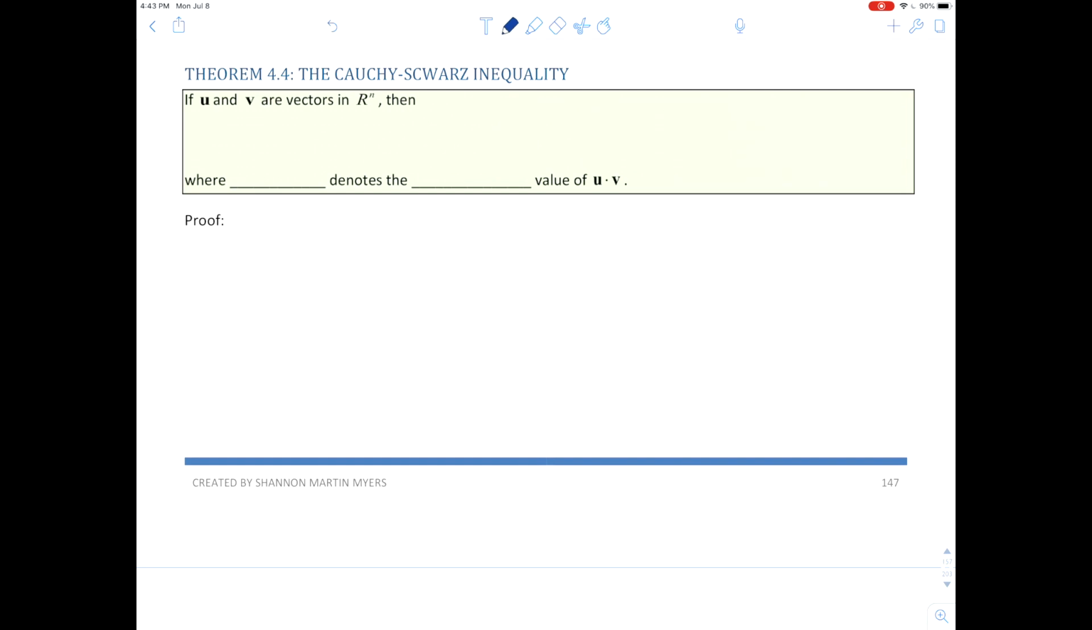Okay, so here's a very famous theorem, the Cauchy-Schwarz inequality. If u and v are vectors in Rn, then the absolute value of the dot product of u and v has to be less than or equal to the product of the magnitudes. Where this guy here, again, denotes the absolute value of the dot product.